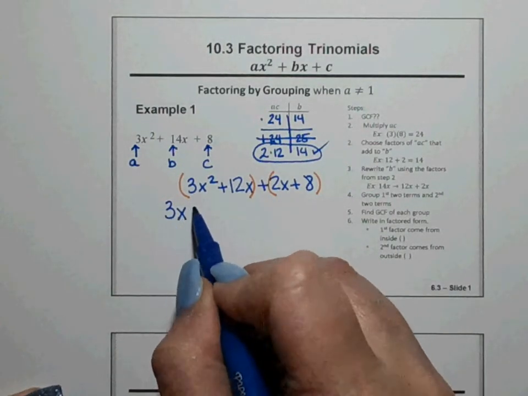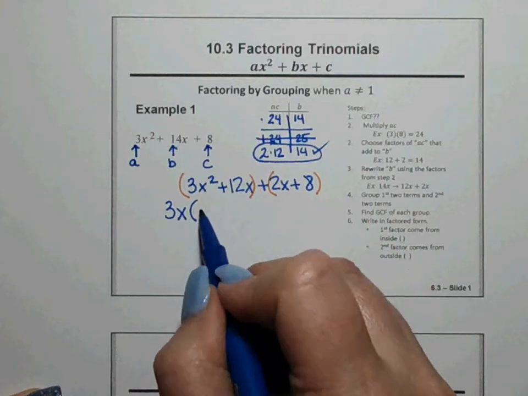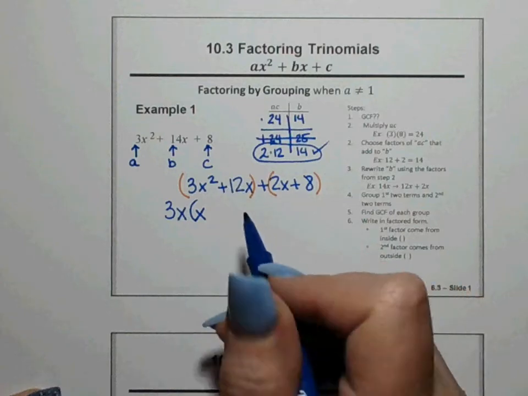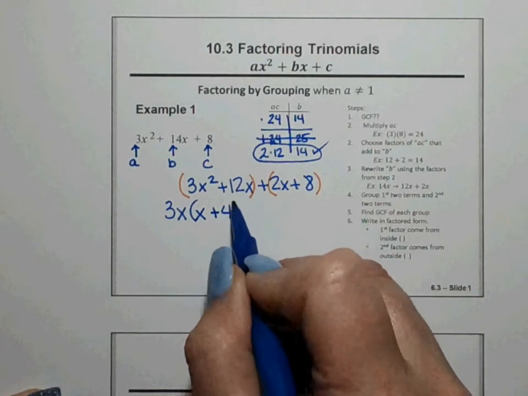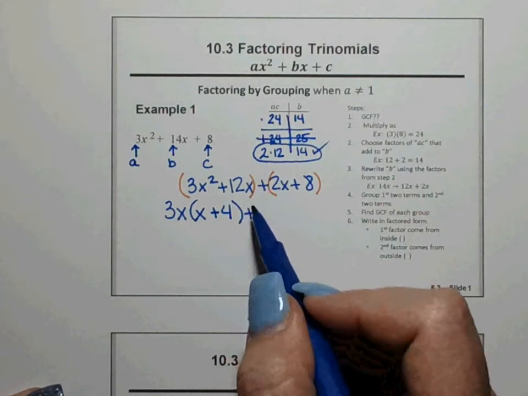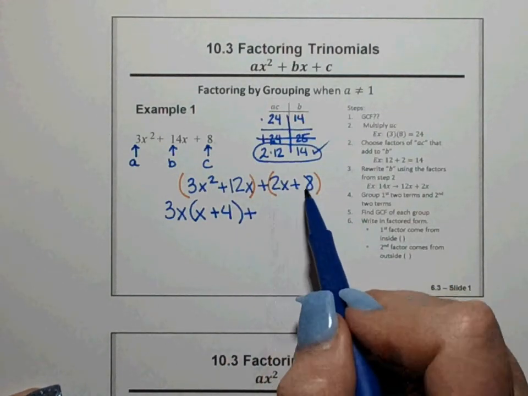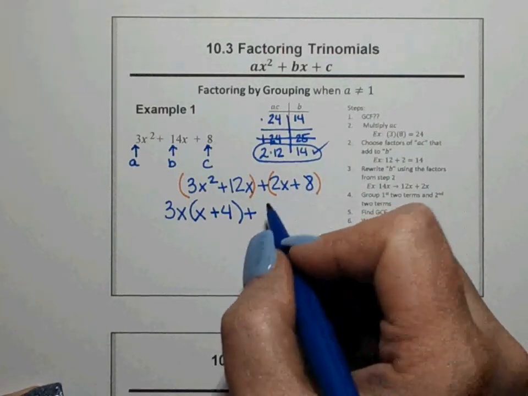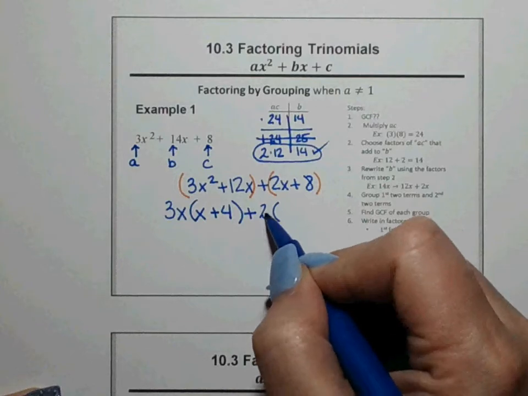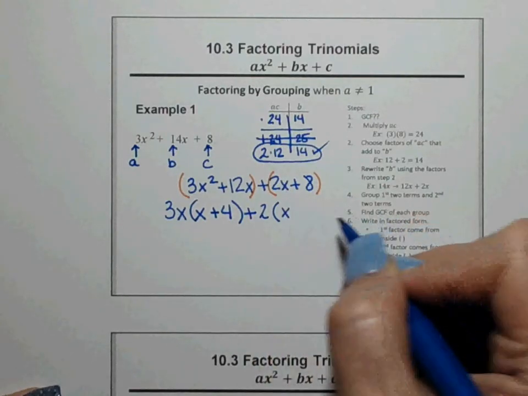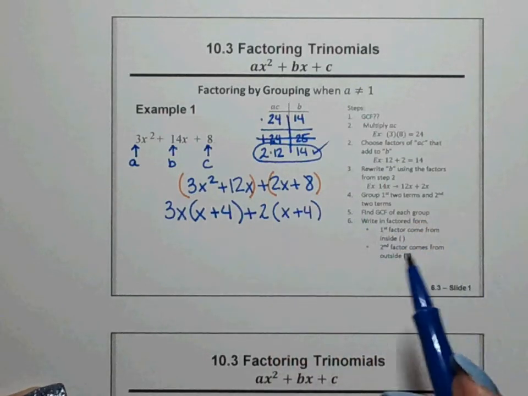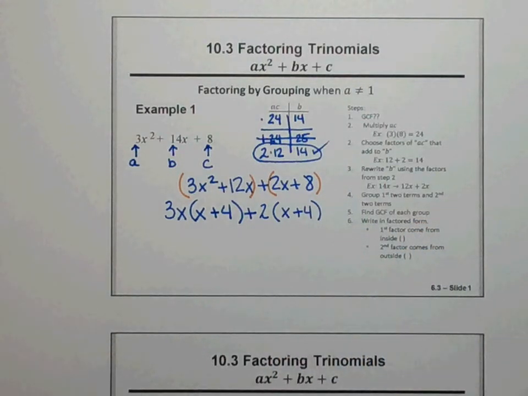What do I multiply 3x by to get to 3x squared? Well, just an x. What do I multiply 3x by to get to 12x? I multiply it by a positive 4. Alright, I'm adding, so that plus stays the same. Now I'm looking at my GCF here. The GCF of 2x plus 8 is just going to be a 2. Inside my parentheses, 2 times what will give me 2x? X. 2 times what will give me 8? 4. Alright, so I've pulled out my GCF.